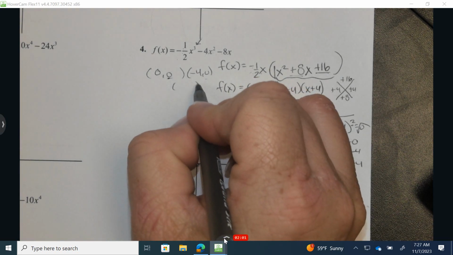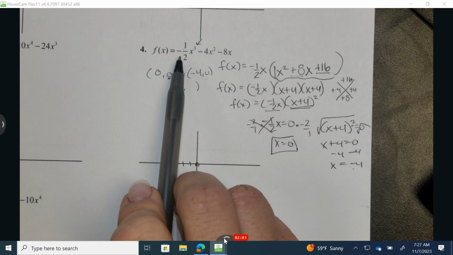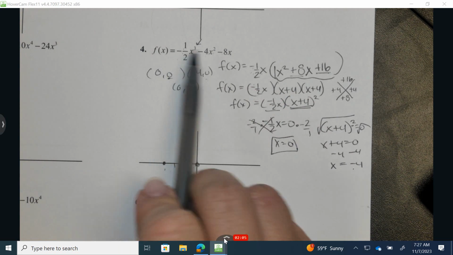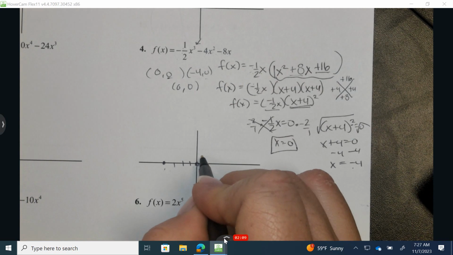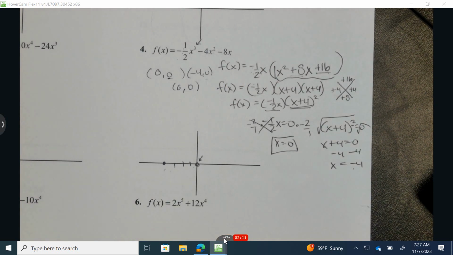For a y-intercept, the x is 0. So if I plug in 0 for x into each of these terms, I end up with an answer of 0. So at this position, 0 accounts for both the x-intercept and the y-intercept.